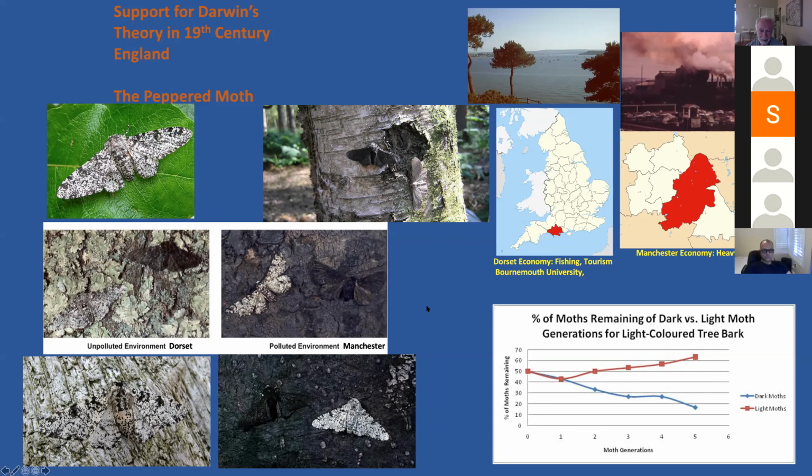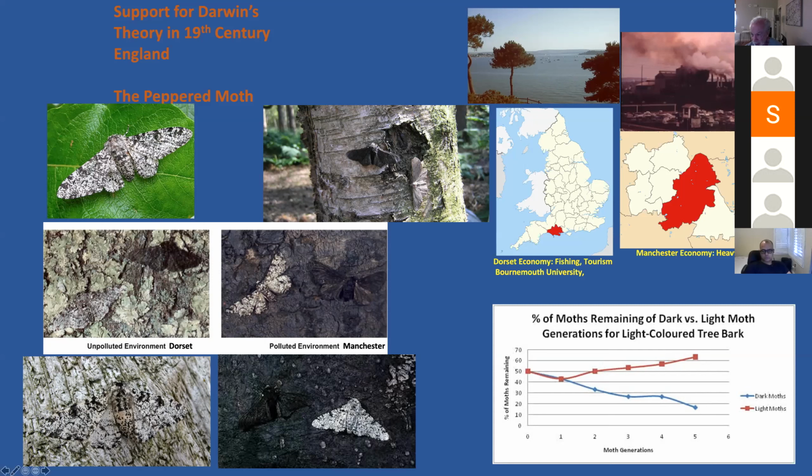Now, while the Industrial Revolution was progressing, it only progressed in certain parts of England. So I'm contrasting here two different locations. Dorset, which is on the southern coast. It's primarily a fishing area with tourism, and there's no industry. And so its environment is clean.